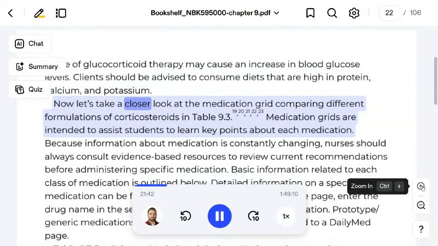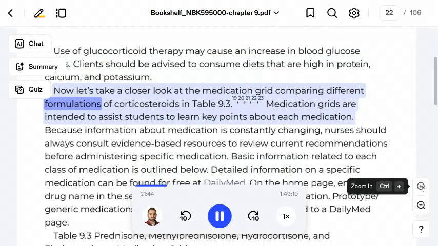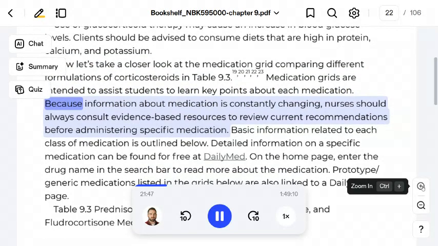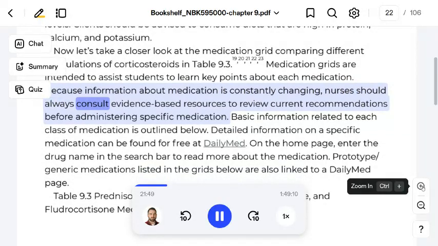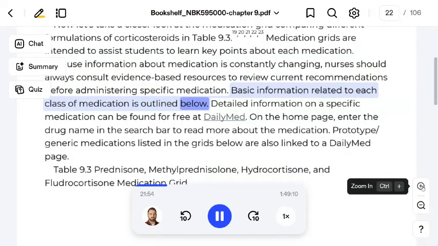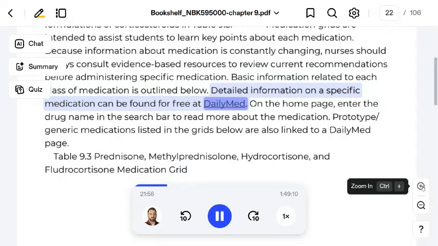Now let's take a closer look at the medication grid comparing different formulations of corticosteroids in Table 9.3. Medication grids are intended to assist students to learn key points about each medication. Because information about medication is constantly changing, nurses should always consult evidence-based resources to review current recommendations before administering specific medication. Basic information related to each class of medication is outlined below. Detailed information on a specific medication can be found for free at DailyMed.